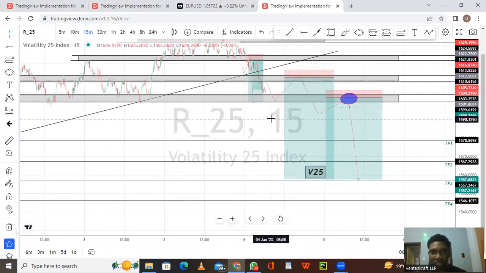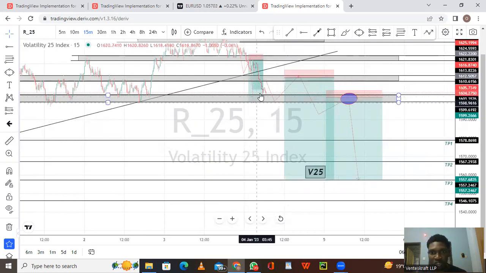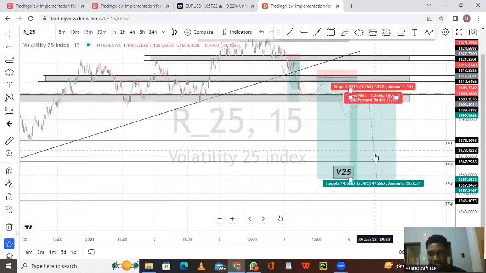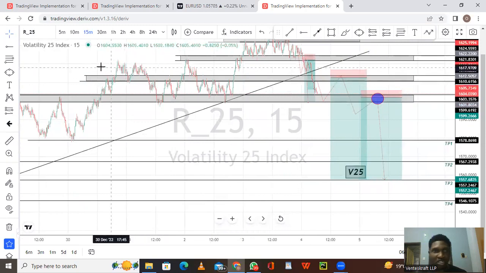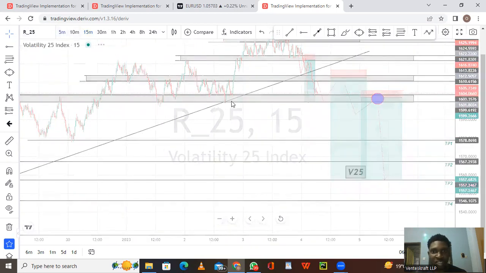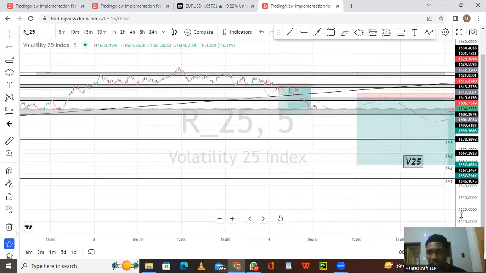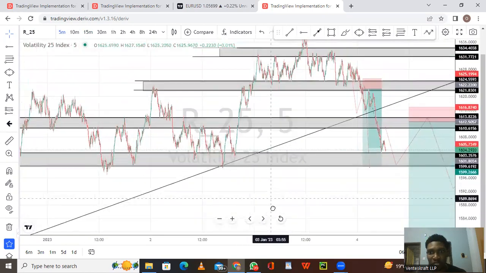Now I'm waiting for the bigger picture, which is what? A retest to one of these zones, or probably a break of structure to the downside again, and then I can take it. In making my entry on this, I also scale down to the 5 minutes. This is 15 minutes. I also scale down to the 5 minutes to check for the fractal nature of the market, to see how it's played out.